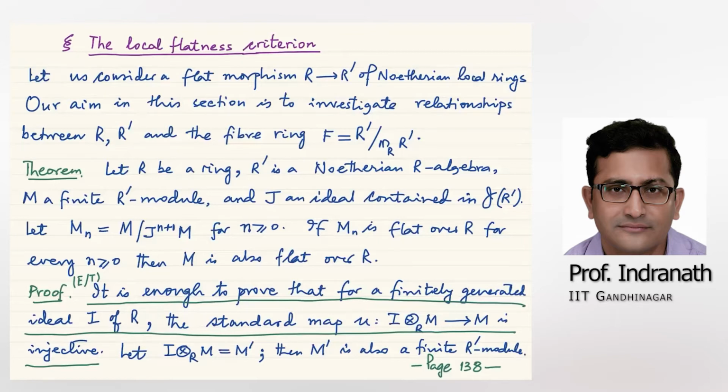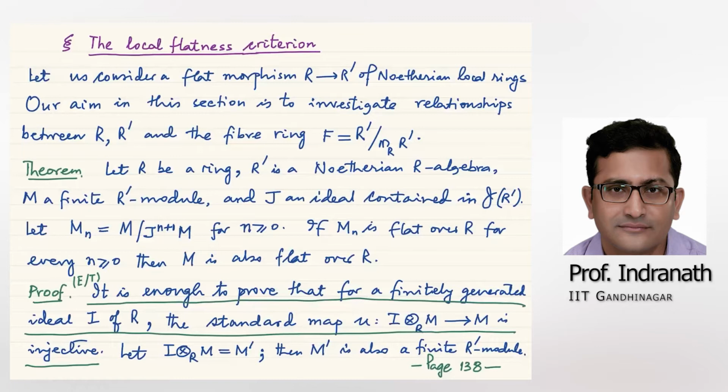I mean, can you see that? Why is it enough to prove that for a finitely generated ideal? By the way, I only have R' is Noetherian. So that is why I'm just taking this finitely generated ideal I of R. I do not have any condition a priori on R. Okay, so do you remember, have we done anything of this sort?